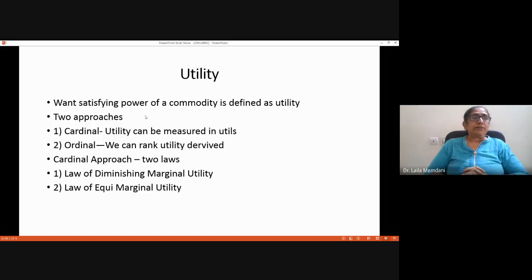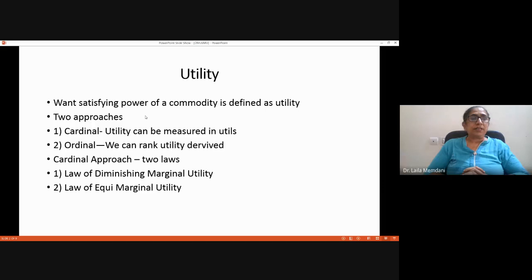Utility is different from usefulness. A good may have utility but may not be useful, like cigarettes, alcohol. These have utility because they satisfy want of the people, but they do not have any usefulness. In fact, they are harmful. So even goods which are harmful but satisfy the want have got utility.